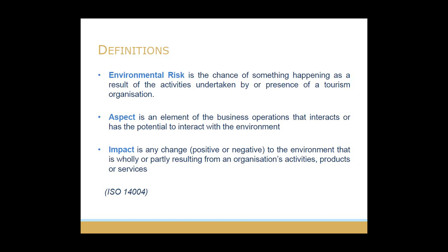Some definitions we've got up at the moment. An environmental risk is the chance of something happening as a result of the activities undertaken by or in the presence of a tourism organisation, by your organisation. The aspect is the element of business operations that interacts or has the potential to interact with the environment.